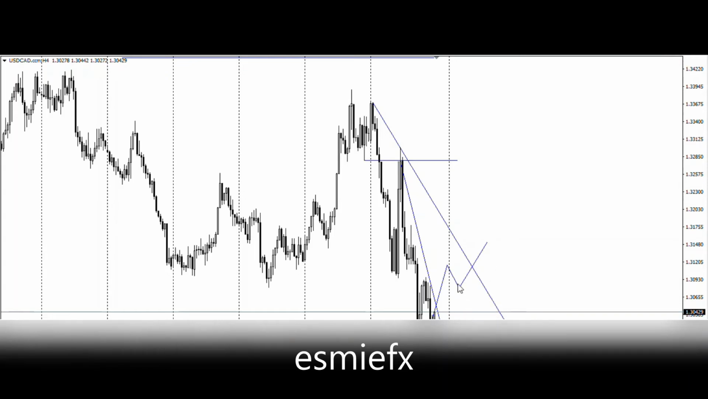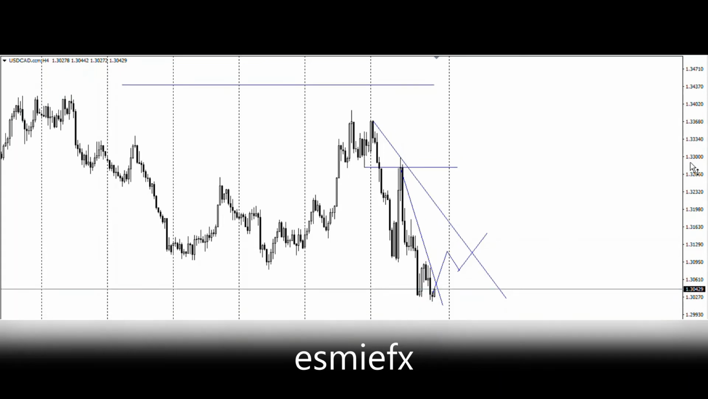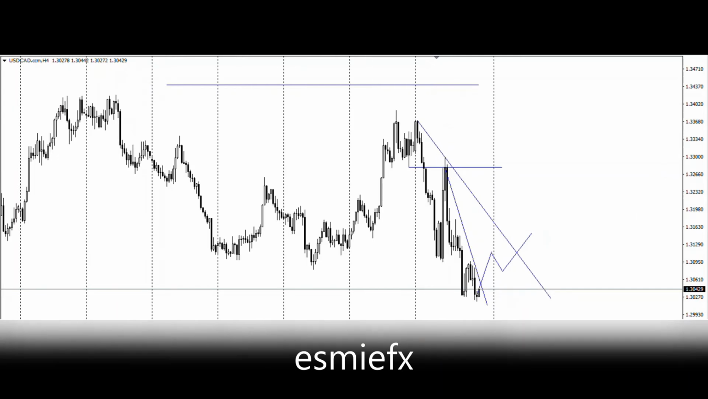So this pullback, like I mentioned for USDCHF, can form a double bottom, or it can form a higher low, or even a slightly lower low. So in any case, I'll wait and see how the price is forming. If there is a buy setup forming with a nice market structure break, then I'll look to buy this at whichever area, either here or here or even here.